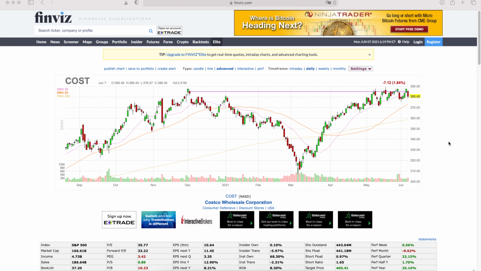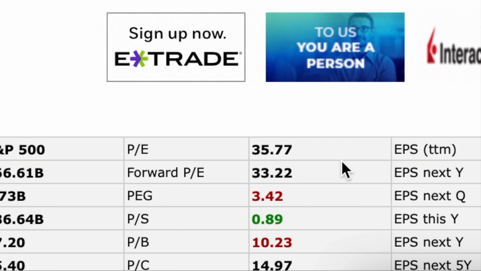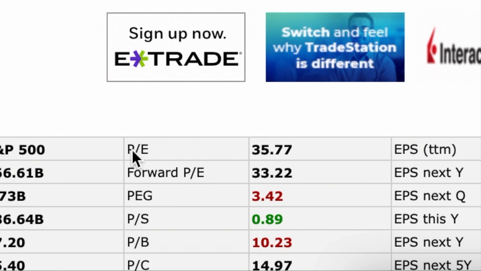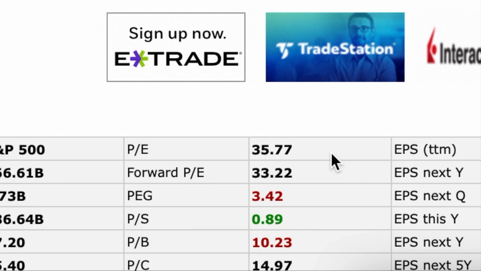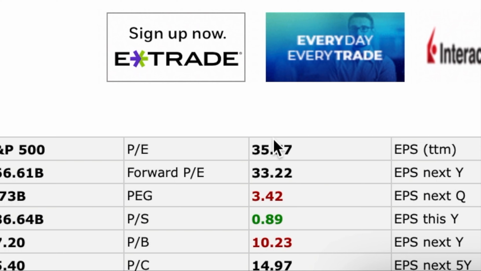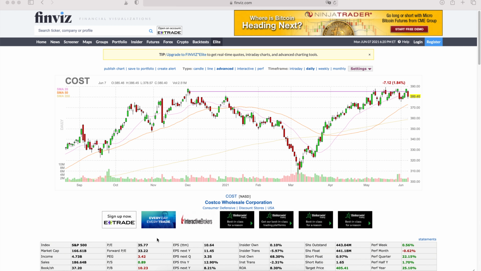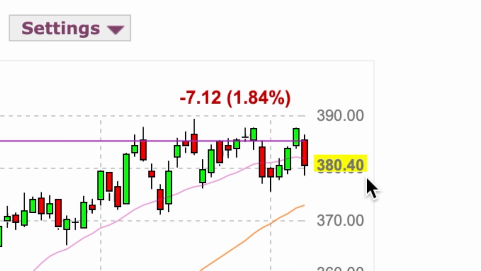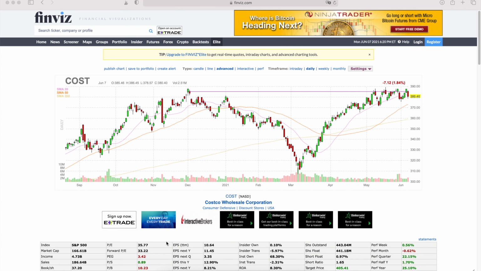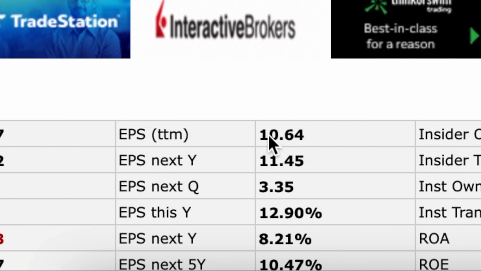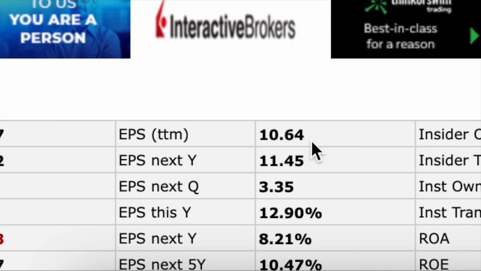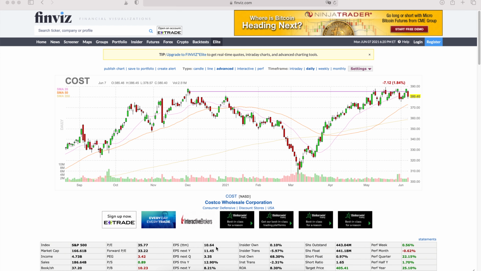Let's look at Costco on finviz.com. Costco has a price to earnings ratio of 35.77. So you don't need to actually calculate it yourself, it's already given to you. And we get this number by taking the price of the stock, which is $380.40 right now, and dividing that by the earnings per share TTM, which is 10.64. TTM is the trailing 12 months.